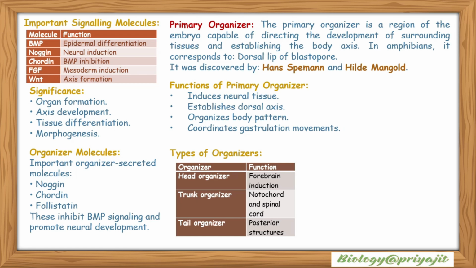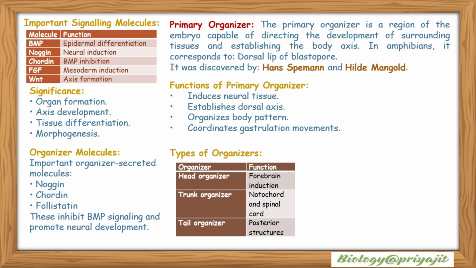Primary organizer. The primary organizer is a region of the embryo capable of directing the development of surrounding tissues and establishing the body axis. In amphibians, it corresponds to the dorsal lip of the blastopore. It was discovered by Hans Spemann and Hilde Mangold.